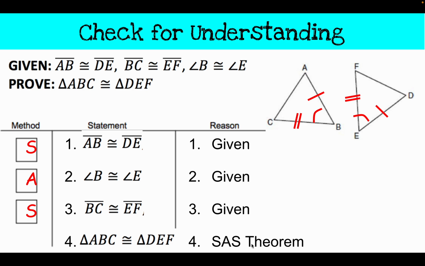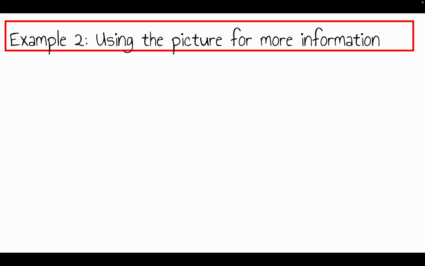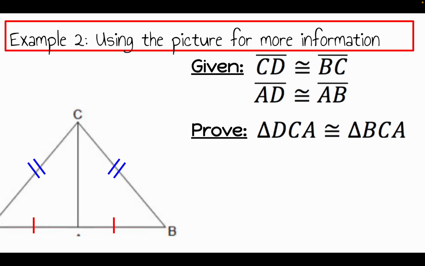Pause this video if you need more time. And we're going to move on to example 2. So here are the givens. CD is congruent to BC, with the blue tick marks or the 2 tick marks, and AD is congruent to AB. Prove that triangle DCA is congruent to BCA.